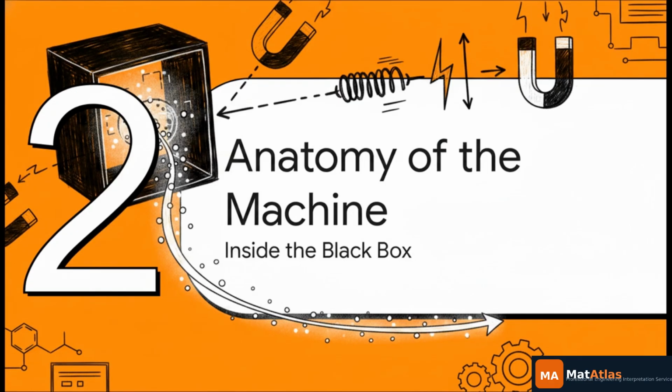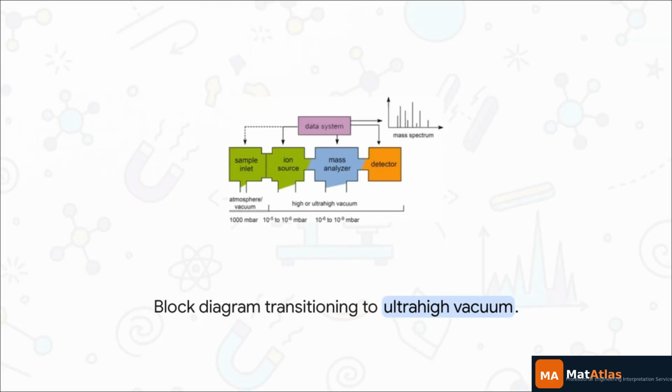Moving right along to part 2, anatomy of the machine, inside the black box. Let's actually step inside. What's really cool is that every single mass spectrometer out there, no matter how wild or complicated it looks on the outside, follows one exact logical sequence. We always start at the sample inlet, move into the ion source, pass into the mass analyzer, and finally end up at the detector. There's also this absolutely critical transition from standard atmospheric pressure down into an ultra-high vacuum, all of which is heavily controlled by the data system.